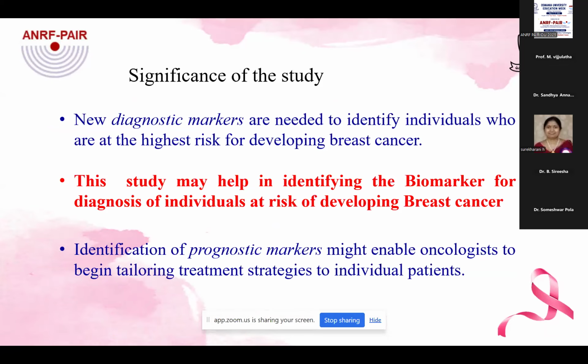So for the significance of the study, new diagnostic markers are needed to identify the individuals who are at highest risk for developing breast cancer. So this study might help in identifying the biomarkers for the diagnosis of individuals at risk of developing breast cancer. The study might also help in the identification of prognostic markers, which might enable the oncologist to begin tailoring treatment strategies to individual patients.